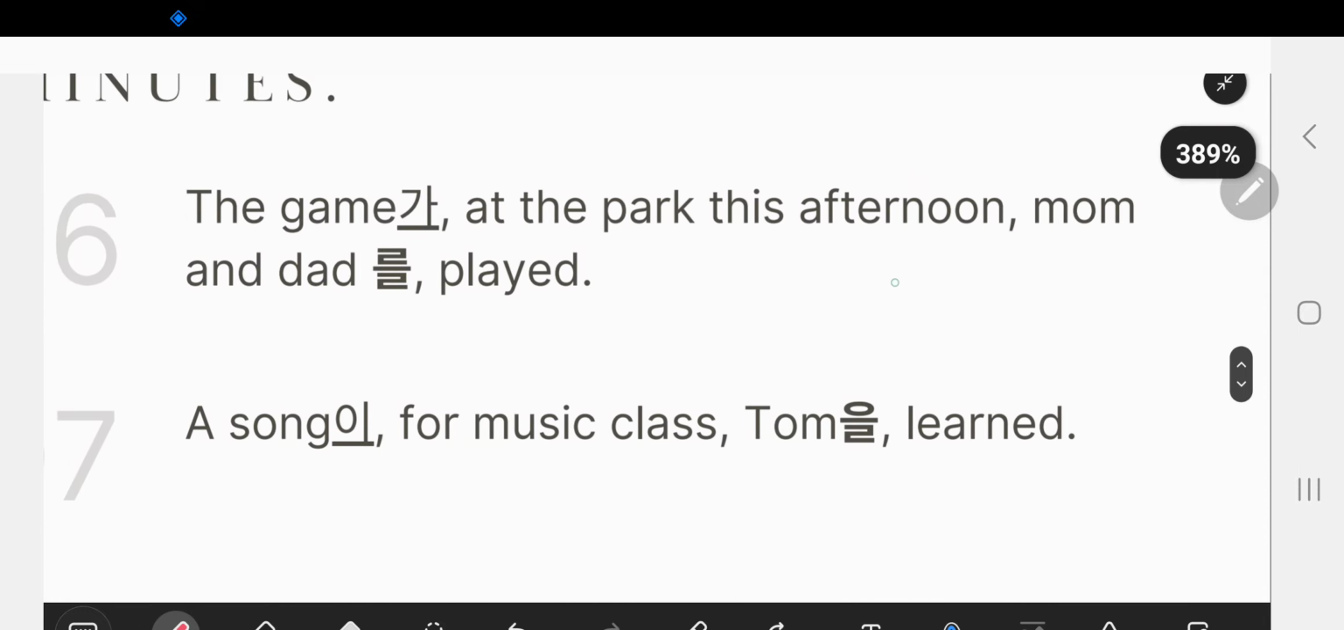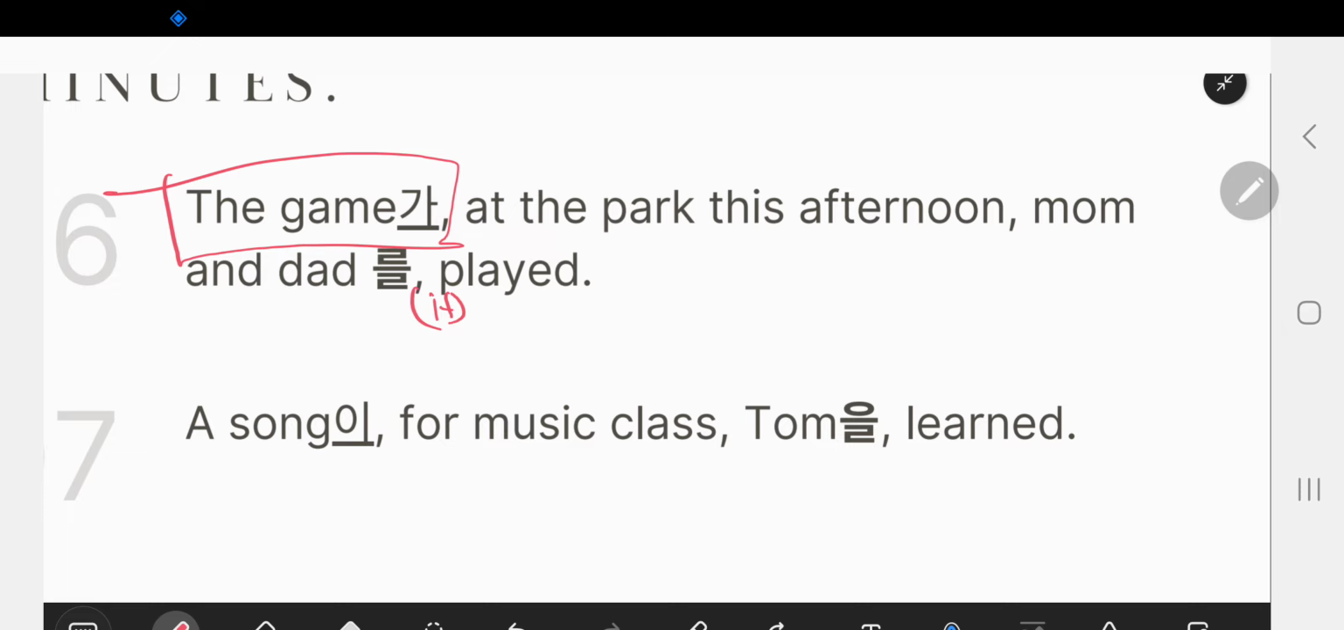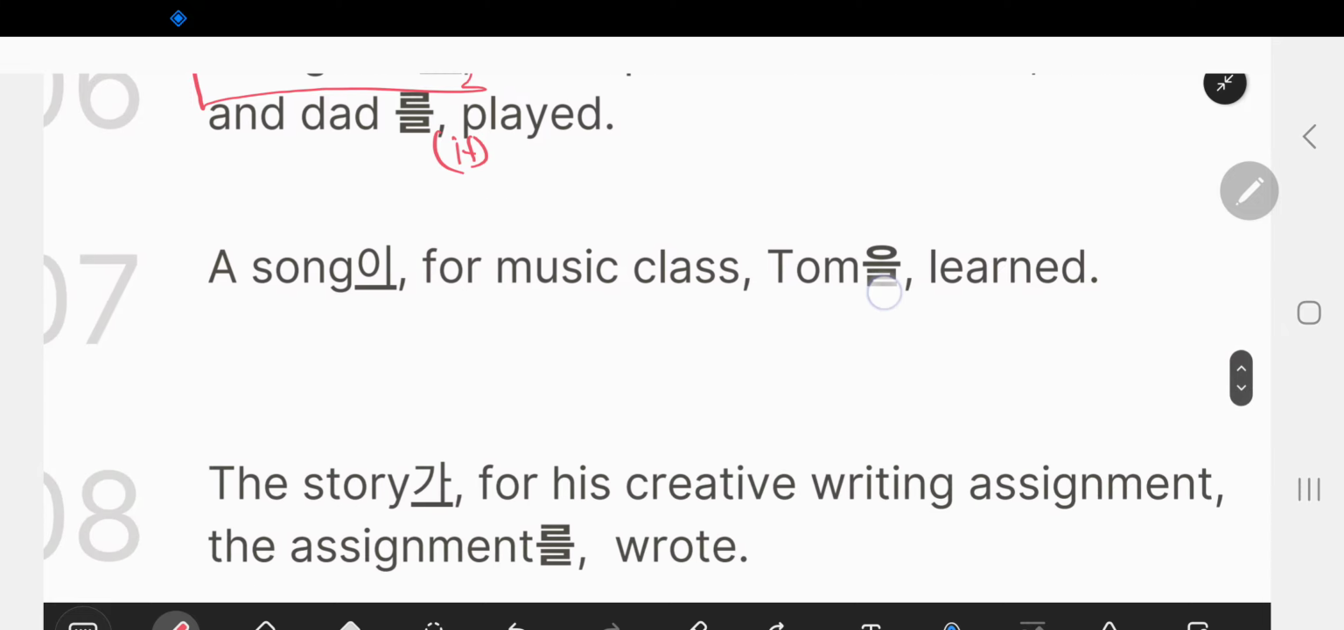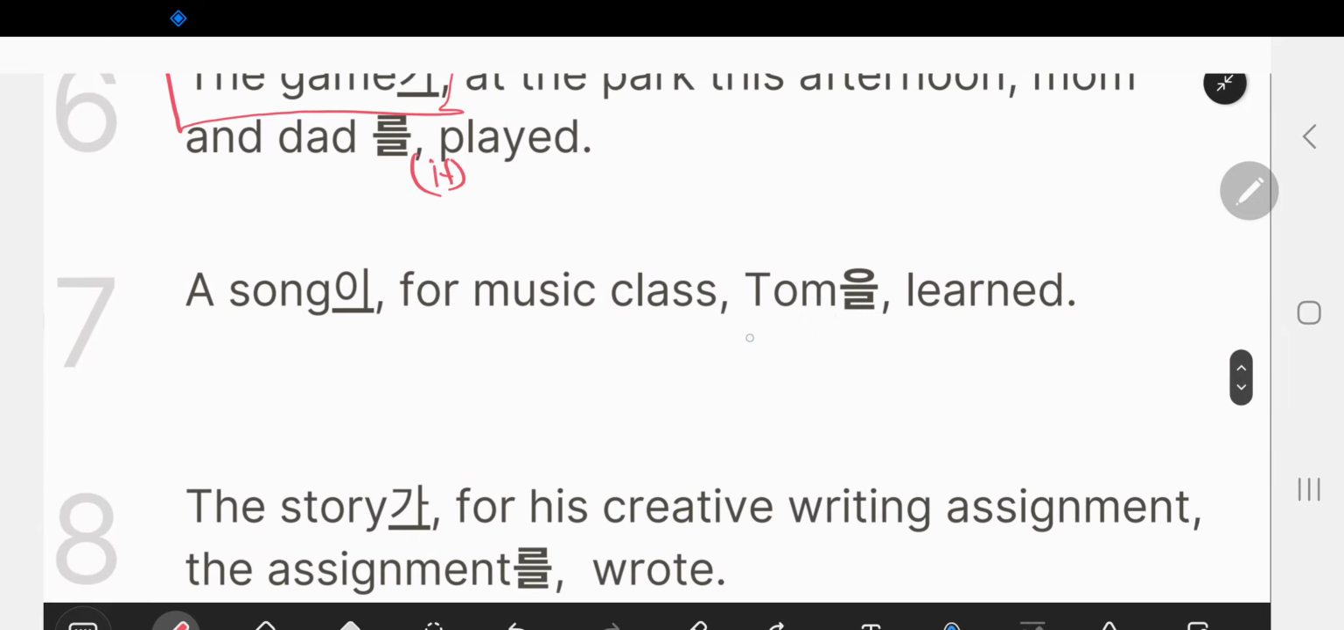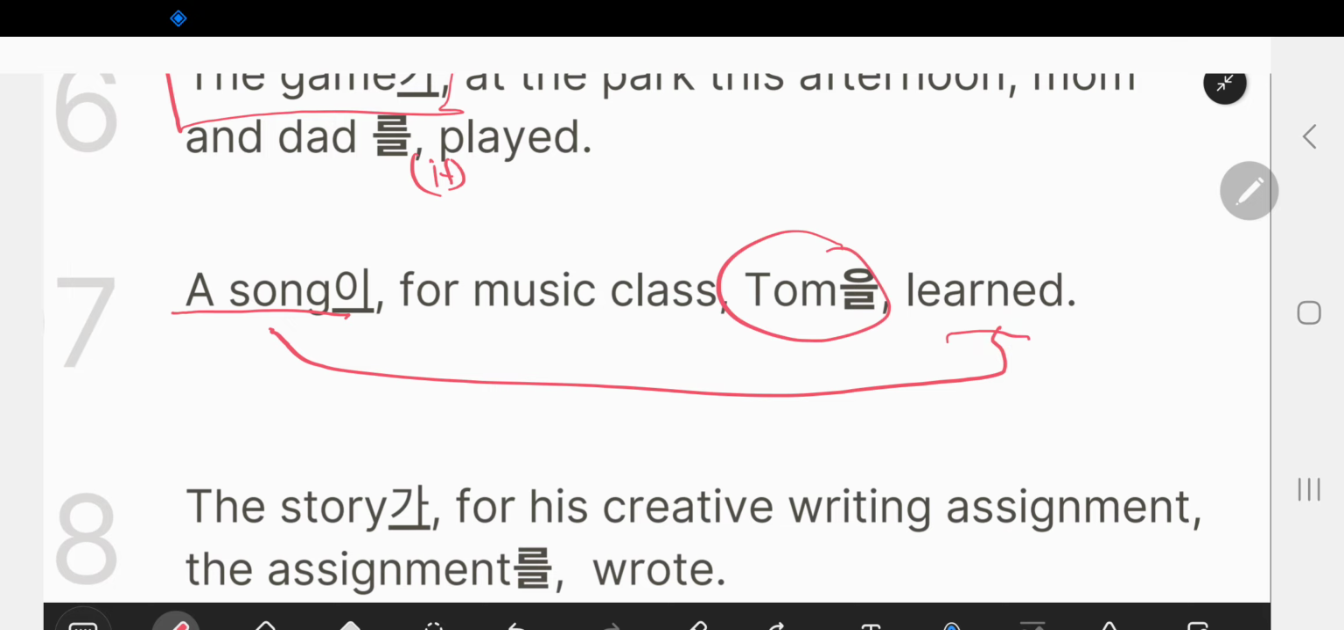The game ga at the park this afternoon, mom and dad de played. This is a weird one too. The game, it. So the game played mom and dad at the park this afternoon. Okay? And a song for music class, Tom learned. This is pretty weird too. So a song learned Tom from music class.